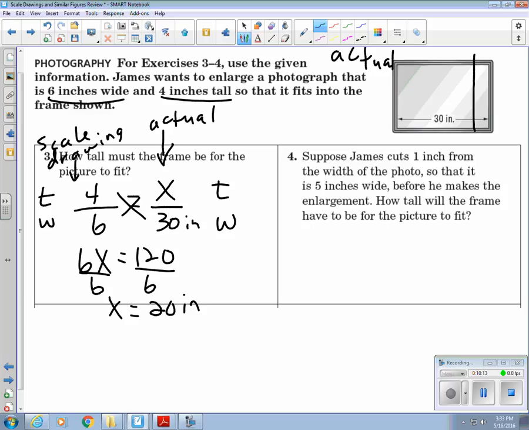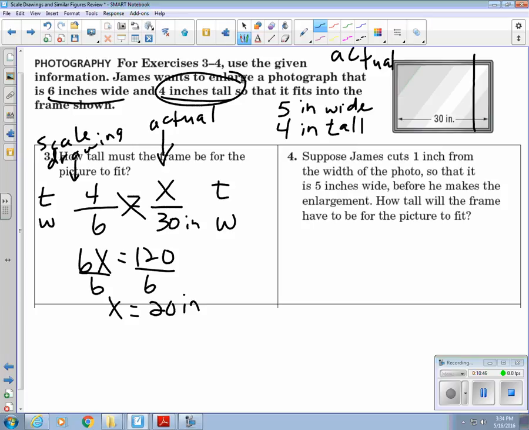All right, number 4. Suppose James cuts 1 inch from the width of the photo so that it is 5 inches wide before he makes the enlargement. How tall will the frame have to be for the picture to fit? So we know now that the picture is going to be 5 inches wide, but it's still 4 inches tall. All right, we get that information, the 4 inches tall, from the original problem. So that part didn't change, only the width changed.